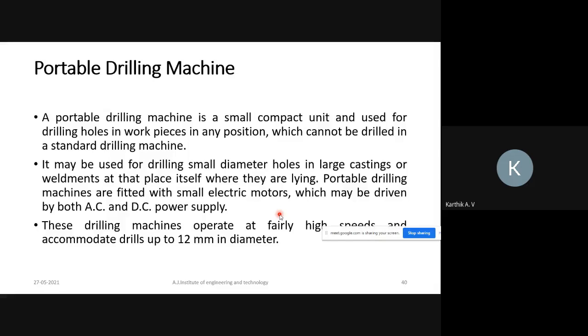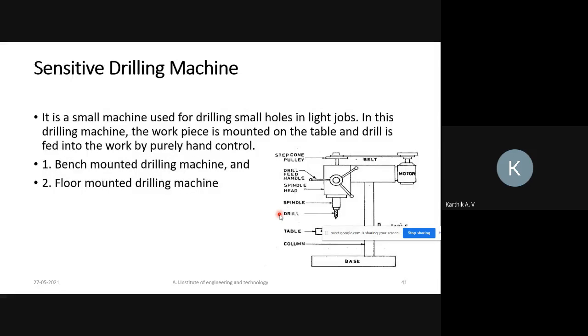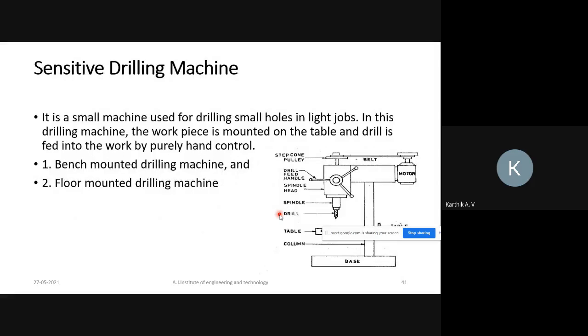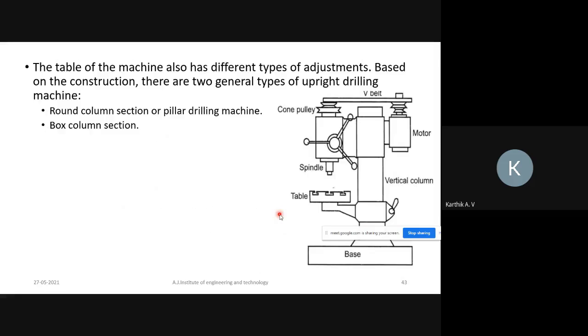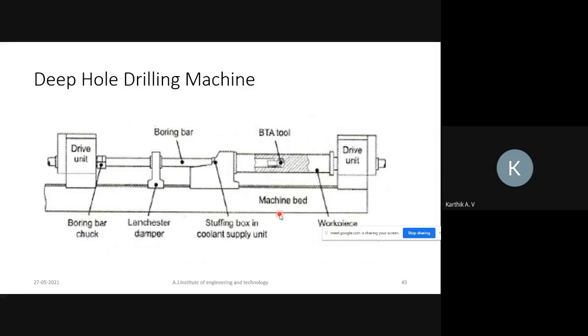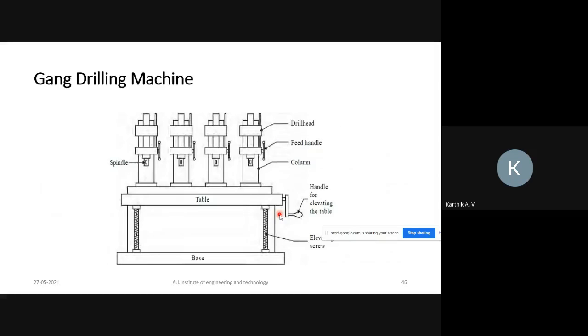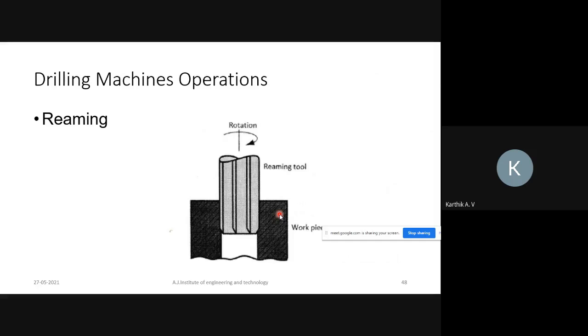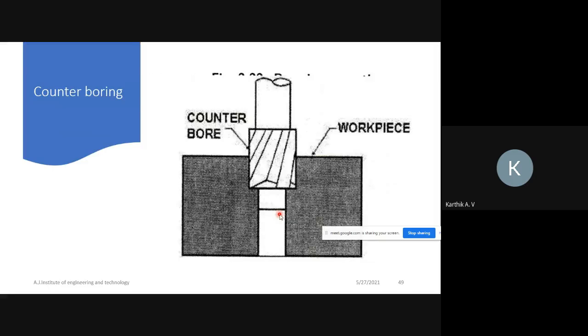Okay, these are the different types of drilling machine: portable, sensitive drilling machine, and upright drilling machine. The working principle of all these drilling machines is the same. There is not much difference between any of the drilling machines. Then the radial drilling machine, deep hole drilling machine, gang drilling machine, and multiple spindle drilling machine. So you can choose different spindles based on the requirement, and different operations you can carry out.